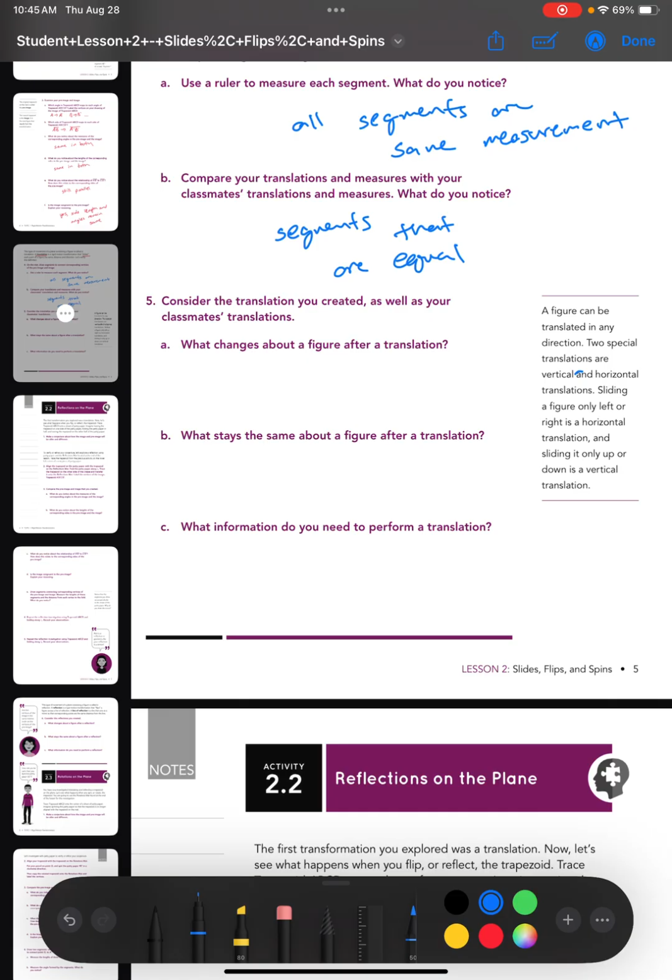So all that changes is the location in the plane. The orientation of it is not changing, it's not spinning or anything like that, just the location. So what stays the same? I just kind of gave you the answer to that. The orientation and the size. So it's not facing a different direction. It is just slid, either horizontally or vertically.